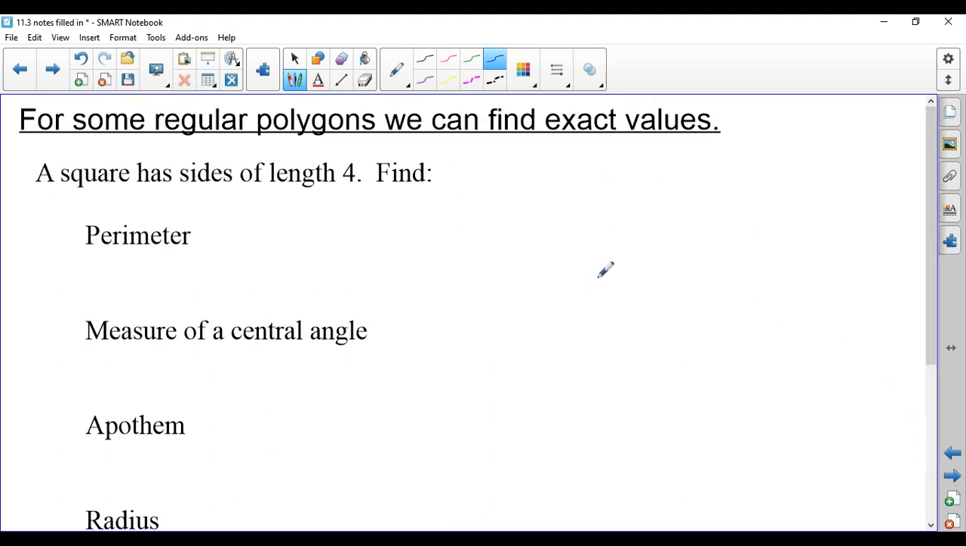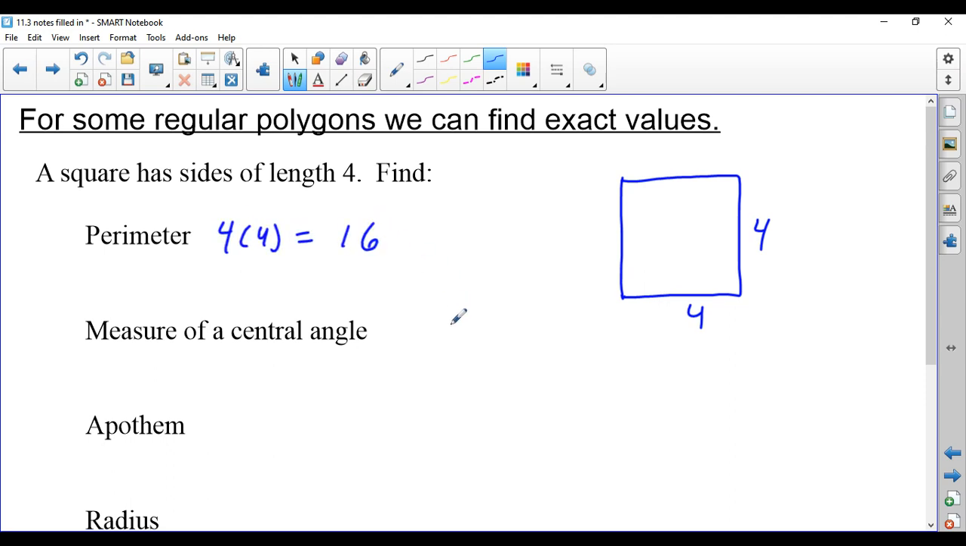For some regular polygons, we can find exact values, and we're going to use an example of a square. In a square, if I knew each side was 4, the quickest way to find area is to do 4 squared equals 16. But if we follow along with this method, we'll start with a square and then look at other polygons. The perimeter of the square is each side times number of sides, which is 16. A central angle goes from here to there and is 360 divided by the number of sides. In this case, 360 divided by 4 is 90 degrees.